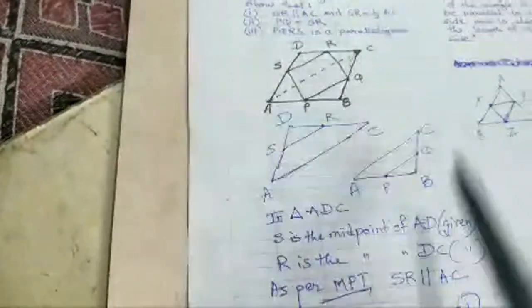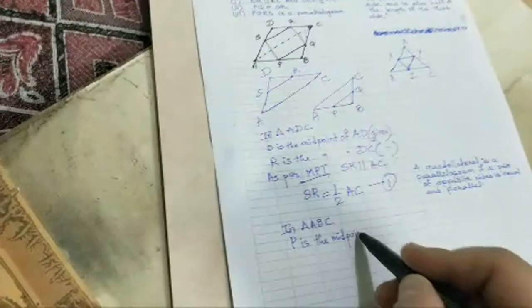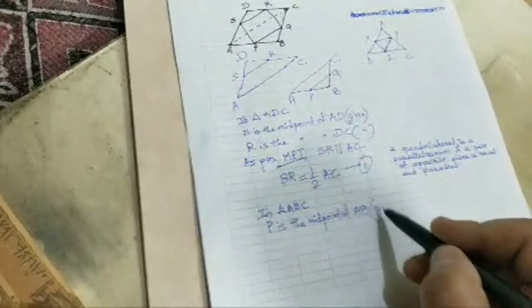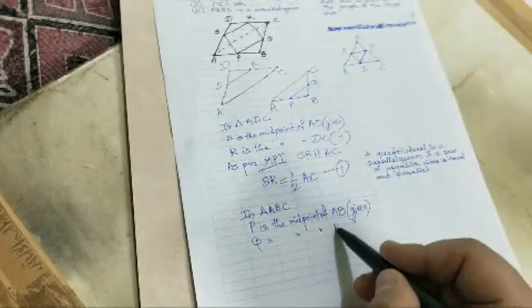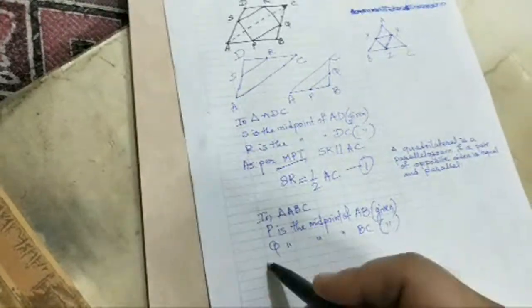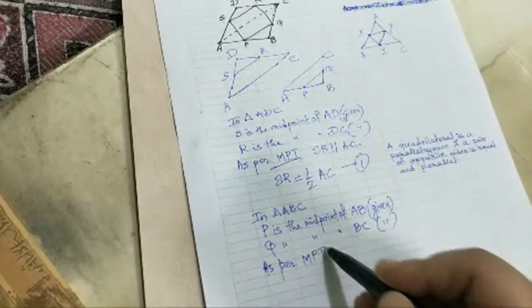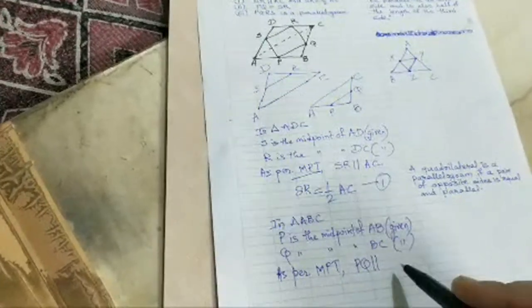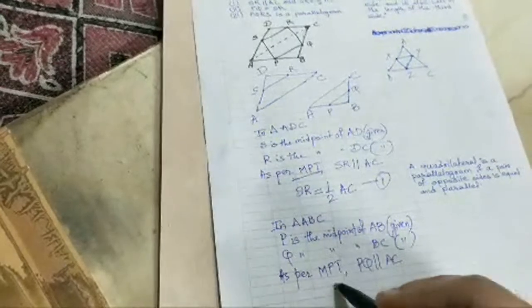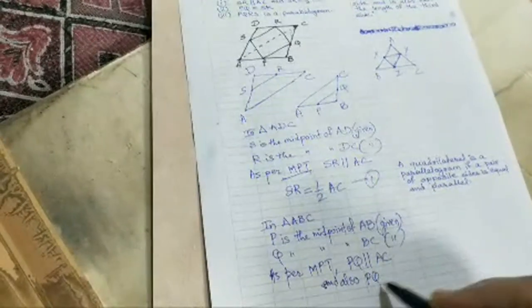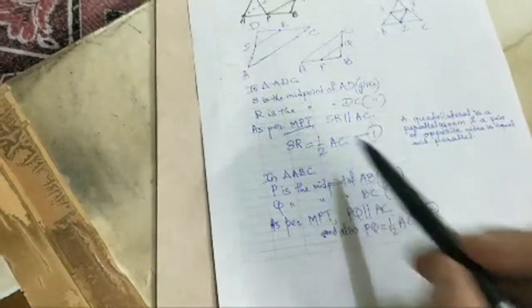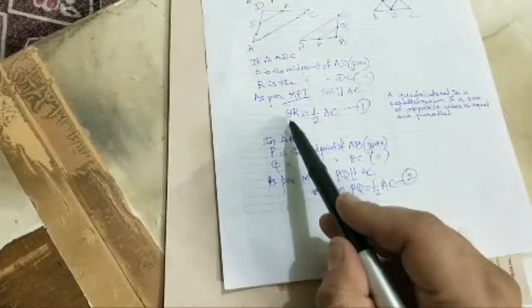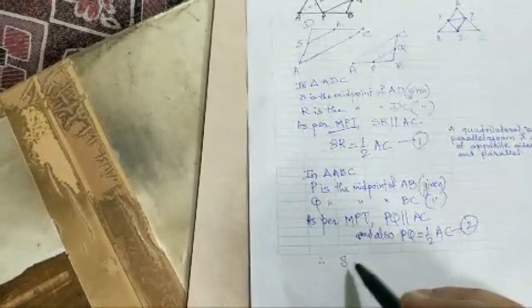Triangle ABC means here P is the midpoint of AB. It is given. And Q is the midpoint of BC. It is also given. So as per the midpoint theorem, we can say that PQ is parallel to AC, and also PQ is 1 half of AC as per the midpoint theorem. This is your second statement. So from 1 and 2, you can say that 1 half AC is equal to SR and 1 half AC is equal to PQ. Therefore, SR is equal to PQ.